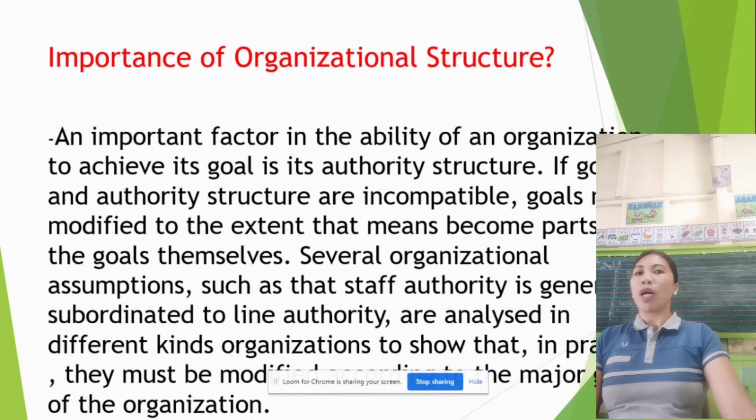Importance of organizational structure. An important factor in the ability of an organization to achieve its goals is its authority structure. If goals and authority structure are incompatible, goals must be modified to the extent that means become parts of the goals themselves. Several organizational assumptions, such as that staff authority is subordinated to line authority, are analyzed in different kinds of organizations to show that in practice they must be modified by the major goal of the organization.